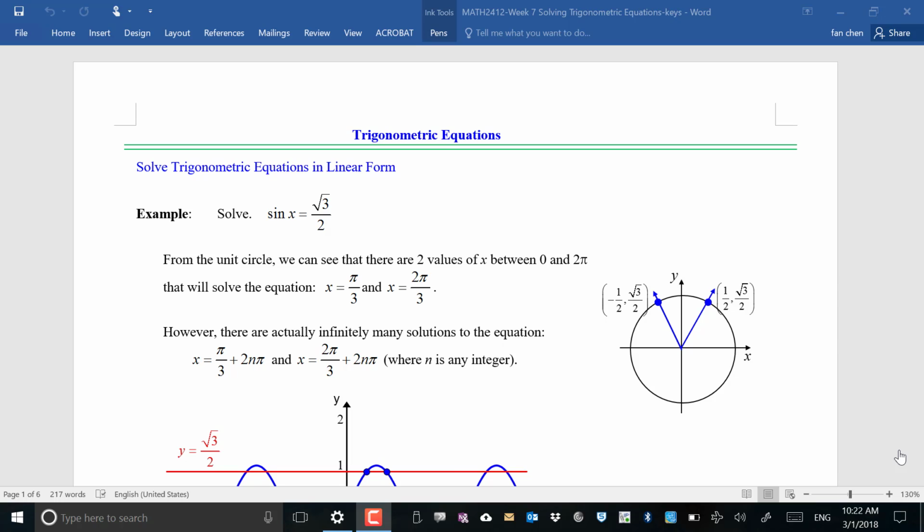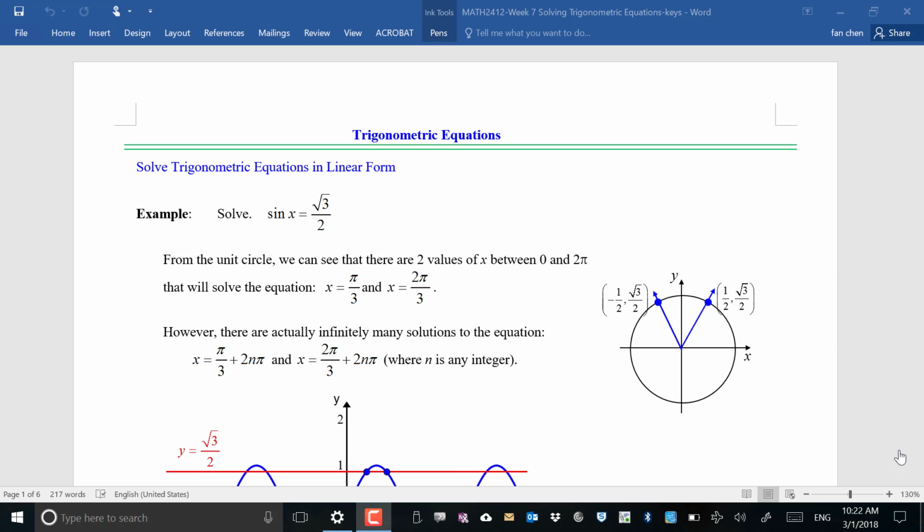In this session, we are going to learn how to solve trigonometry equations. As the name says, it is an equation involving trigonometry functions, right? All right, let's start with some examples, and you might know what I'm talking about here. Let's take a look at how to solve a trigonometry equation in linear form.